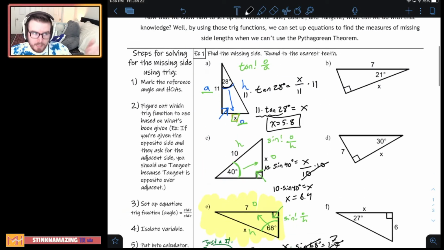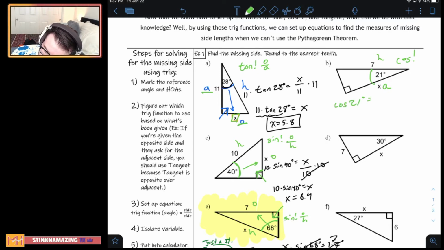Let's keep rolling with the examples. I think the more examples, the better here. So let's go a little bit quicker so that this video isn't too long. This is the angle. X is the adjacent side, and this is the hypotenuse. So what function are we going to use? Cosine. So cosine of 21 degrees equals adjacent over hypotenuse.